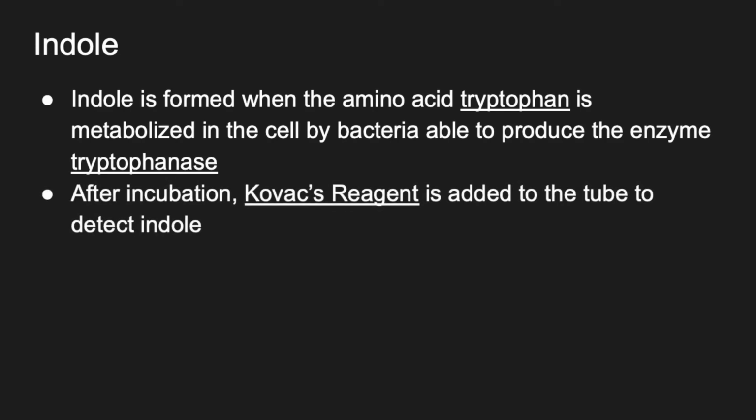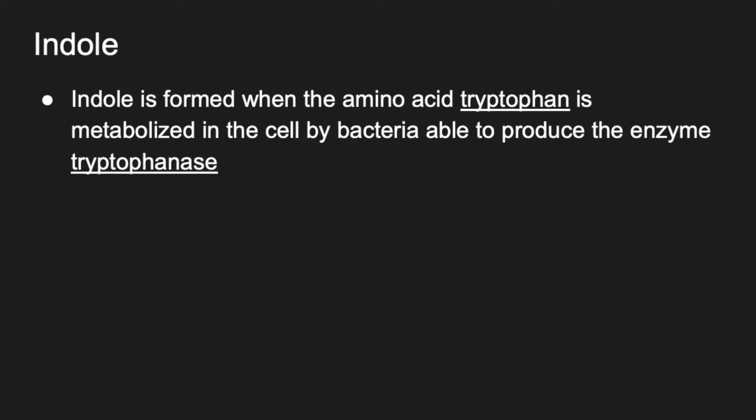So let's talk about indole to start. Indole is formed when the amino acid tryptophan is metabolized in the cell by bacteria that are able to produce the enzyme tryptophanase. So tryptophan is an amino acid. Indole is formed when bacteria producing the enzyme tryptophanase are breaking it down.